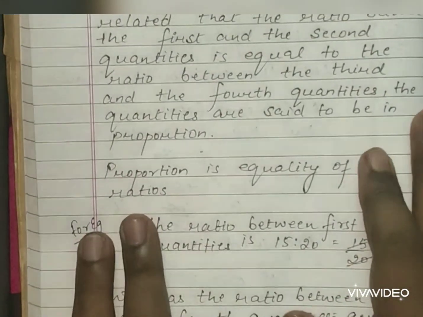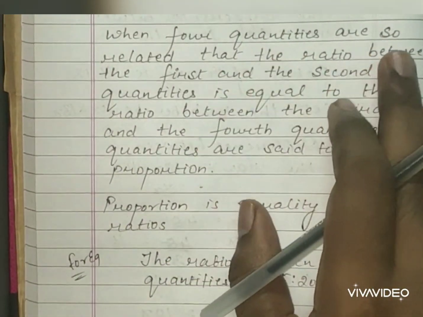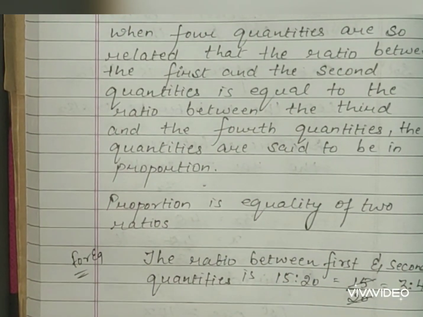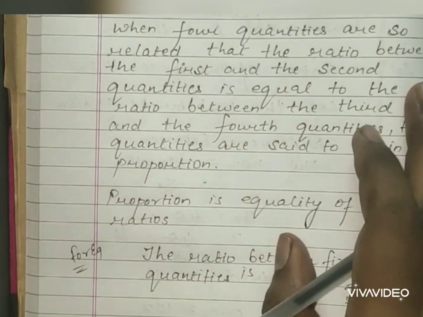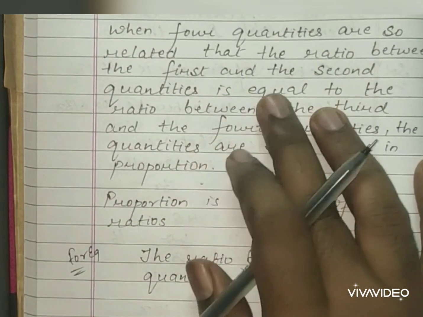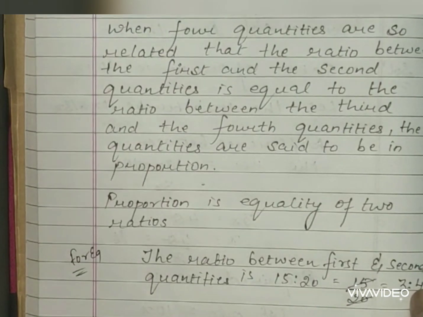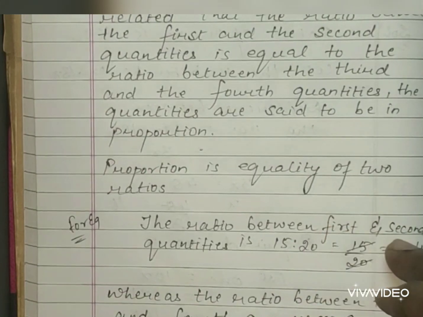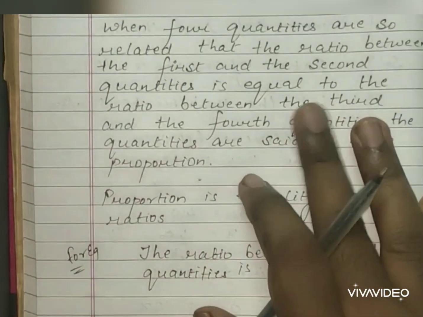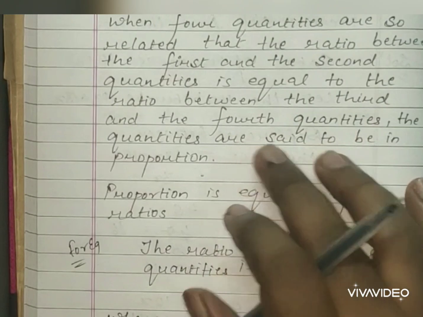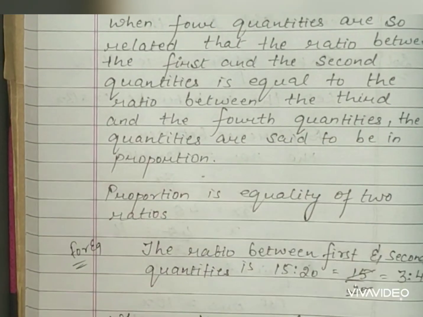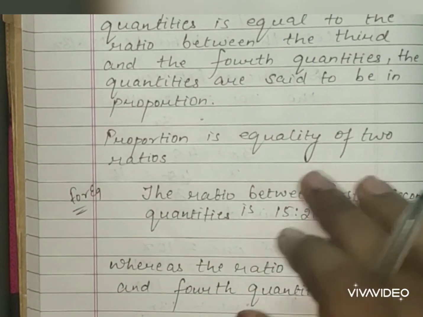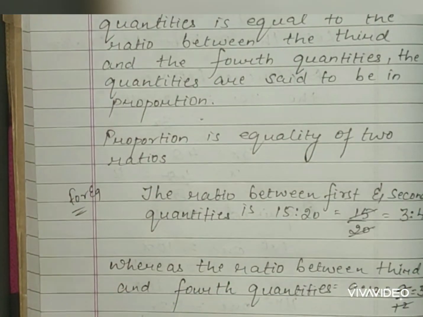So according to this statement, there are four quantities, first, second, third and fourth, and the ratio between the first and the second quantities is equal to the ratio between the third and the fourth. Okay, the quantities are said to be in proportion. So all these four quantities are said to be in proportion.